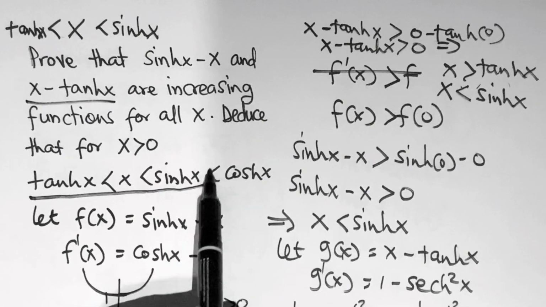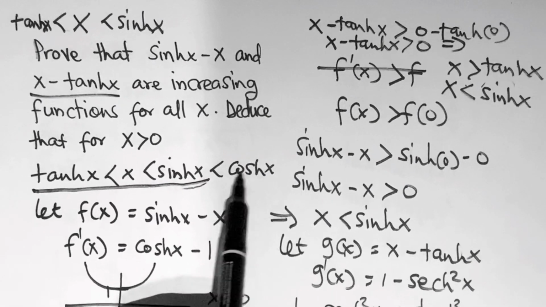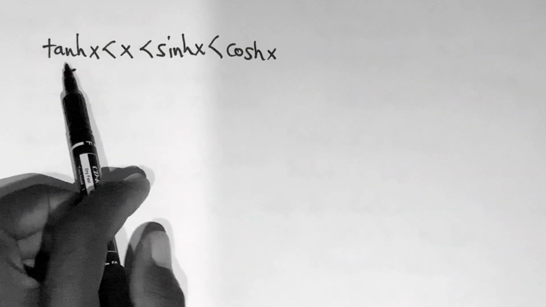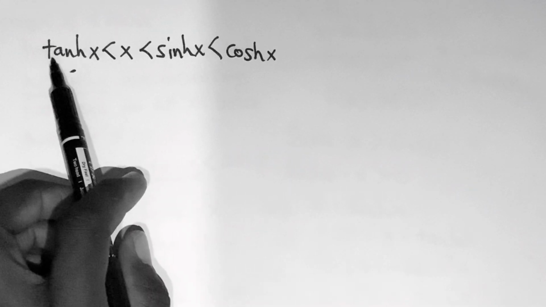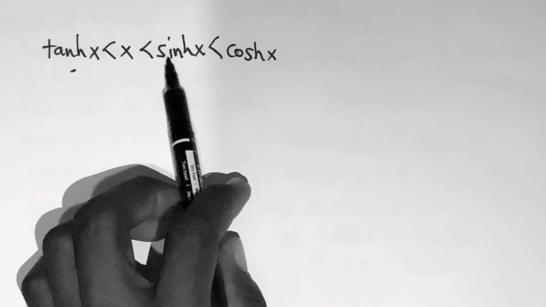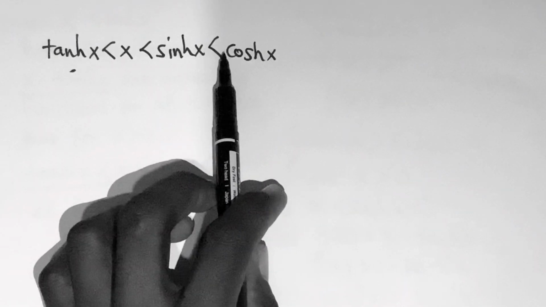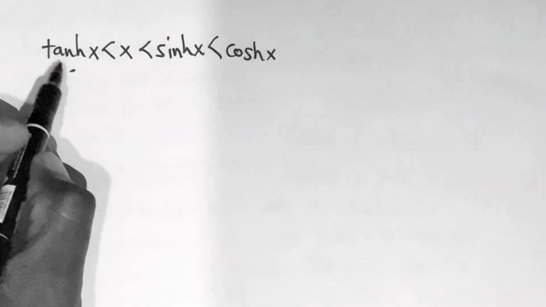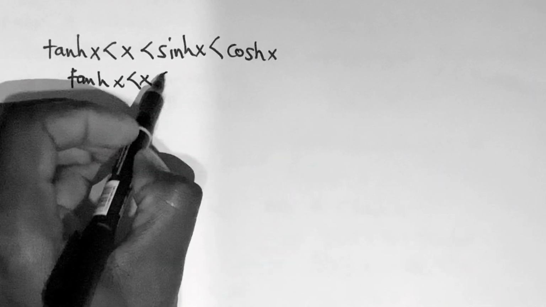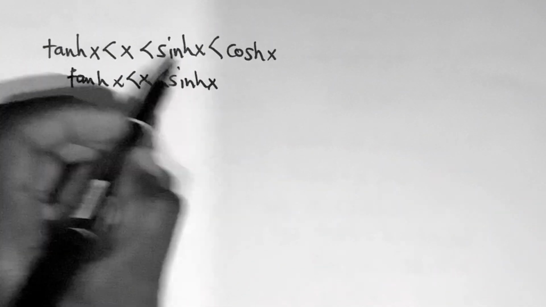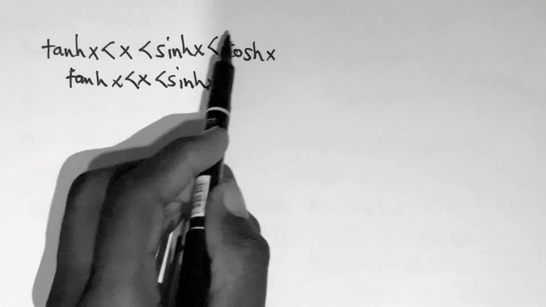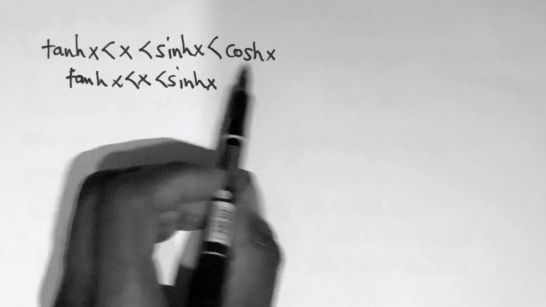Now we need to compare hyperbolic sine x and hyperbolic cos x and see which one is greater. From the question, we are supposed to prove that hyperbolic tan x is less than x, which is less than hyperbolic sine x, which is less than cos x. But we have been able to prove the part that tan x is less than x, less than hyperbolic sine x. So we need to compare sine x and cos x, and if sine x is less than cos x, then our proof is true.